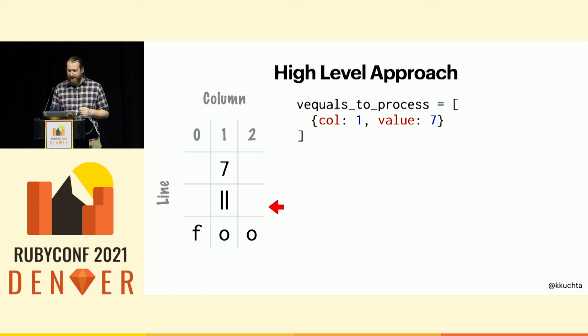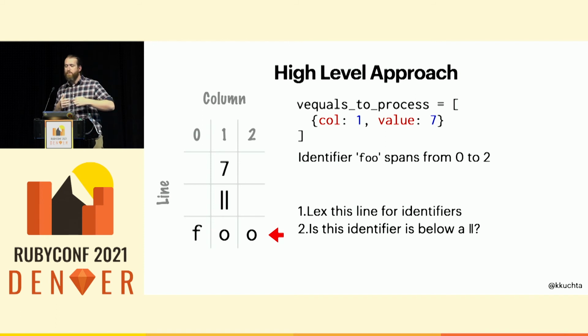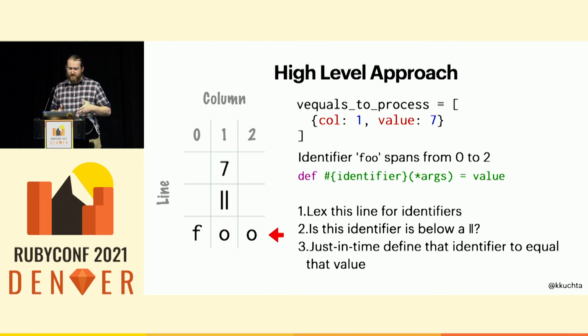Now we go to the final line, and this time we're going to lex it apart looking for any identifiers. We will find one, the foo identifier. It happens to span from column 0 to column 2. Now we want to check, is this identifier below a vequals operator on the previous line? We know that it is because we know there's a vequals operator on column 1, and foo spans 0 to 2. 1 is between 0 and 2. Therefore, yes, this foo identifier is below a vequals operator, and we need to do our assignment. We do that with our just-in-time pseudo variables, and we just define that identifier to be equal to that value that it's pointing to. In this case, def foo returns 7.